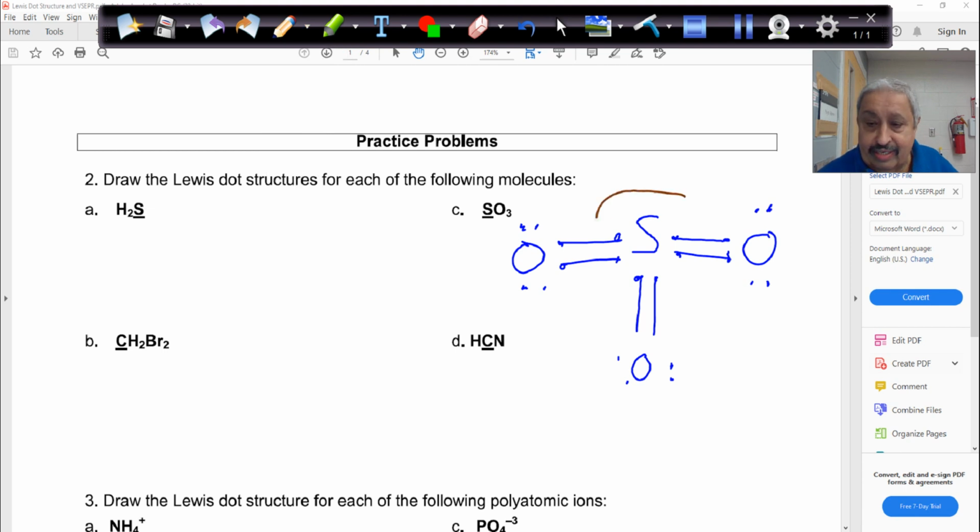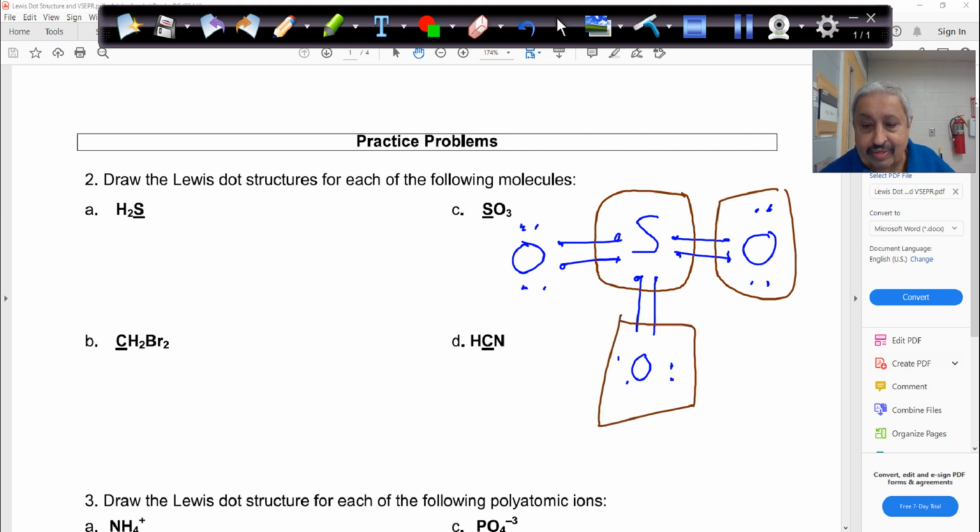Sulfur is 6, and you can even visualize the 6 of sulfur here. Those are the ones, 6. This one is 6. This one is 6. This one is 6. And let me just go here and say, okay, 1 here, 1 here. Okay, that's the correct Lewis dot structure.